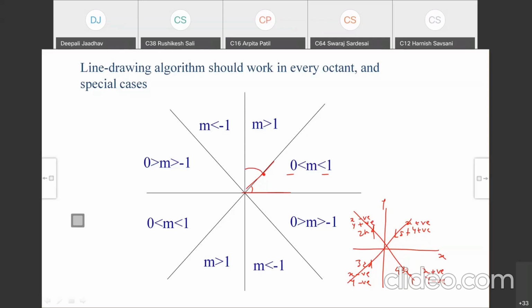If m is less than -1, then your line is in this octant. X and Y coordinates are in this octant only. If m is less than 0 and greater than -1, then here. If m is less than 1, it is here. If m is greater than 1, it is here, and in this way. So according to the octant, we can consider the line. Why? Because according to the octant or quadrant, the values of X and Y are positive or negative. That is about the line drawing algorithm.